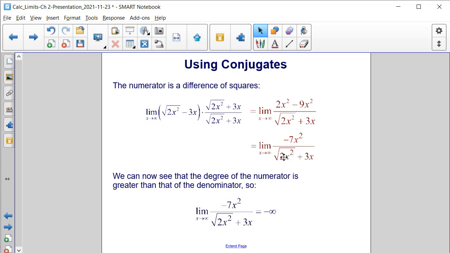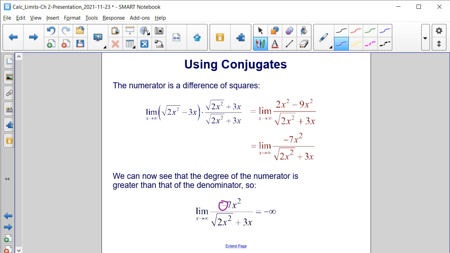And now we can see that the degree of our numerator, which is 2 from the x squared, is greater than that of the denominator, meaning the square root of 2x squared would have a degree of 1 because the x squared would become absolute value of x. So its degree is 1. So since this top exponent is 2, which is bigger than 1, the limit of this function as x approaches infinity will be negative infinity because we have a negative 7 out in front of the x squared.